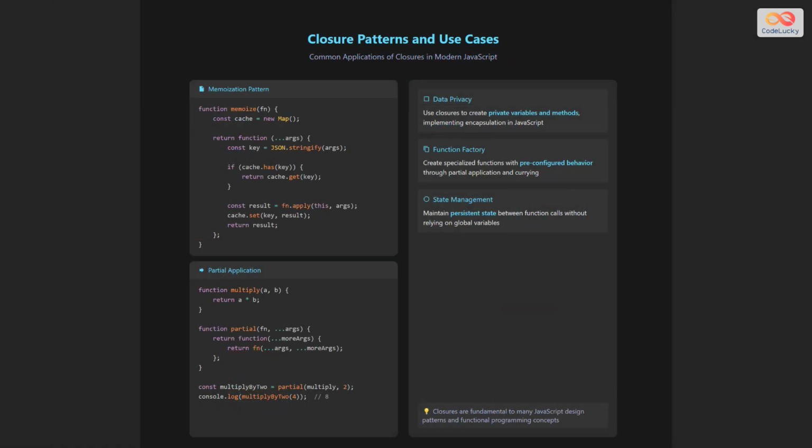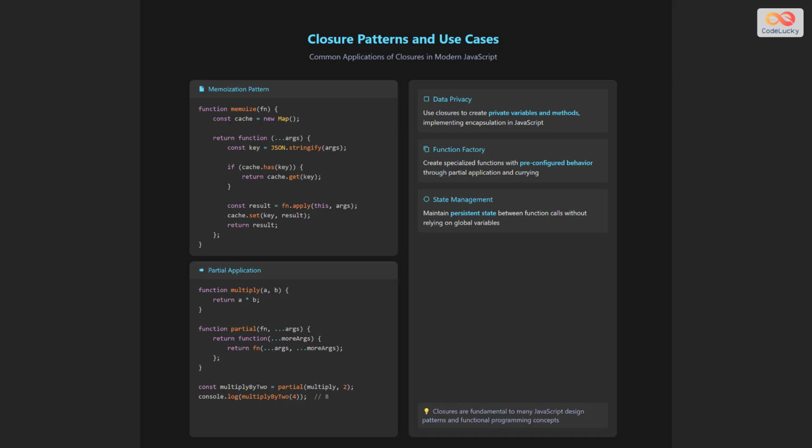Let's see some practical applications of closures. Closures are used in various JavaScript design patterns. One of them is memoization. Memoization involves storing the results of expensive function calls to avoid redundant calculations. Here, the memoize function returns a new function that caches function results.